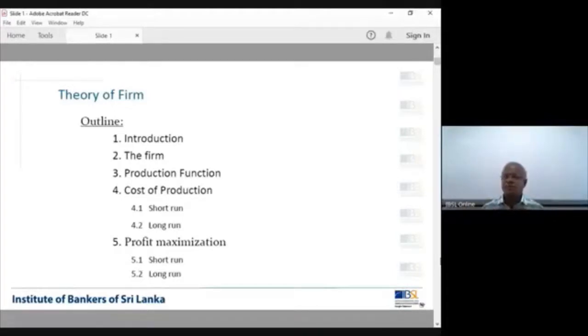For example, IBSL, using lecturers and capital goods such as tables, computers, overhead projectors, and software, very important software, Google Class, they produce the service. Output is service, educational service. So if you can establish a relationship between this service and the inputs, that is called the production function. Next, we are going to discuss cost of production. Cost is the key. In the theory of consumer behavior, we said income was the key, the budget constraint. Here, the firm faces a cost constraint.